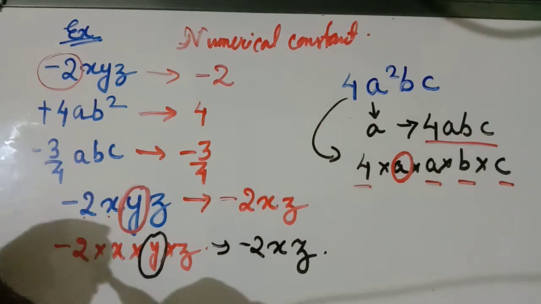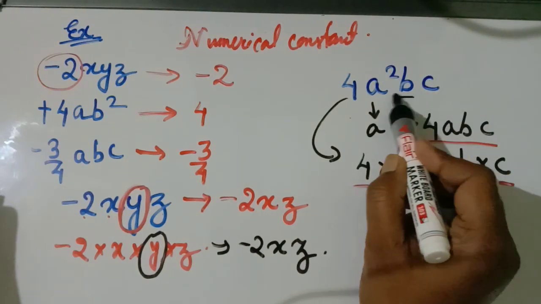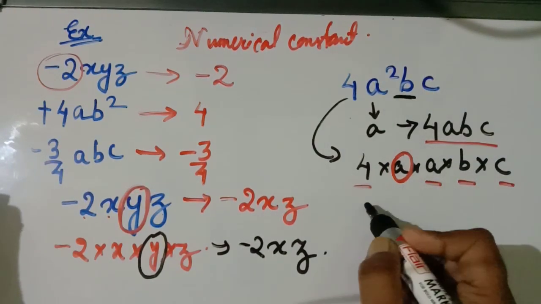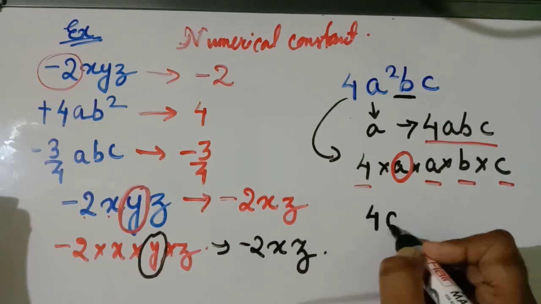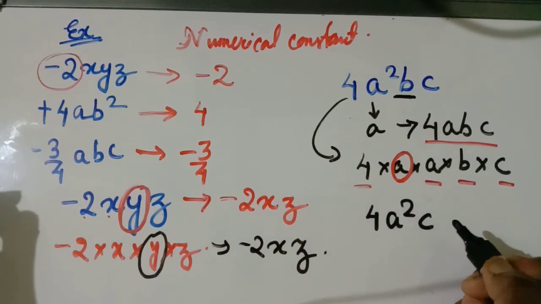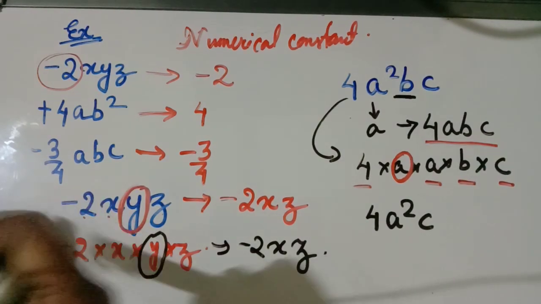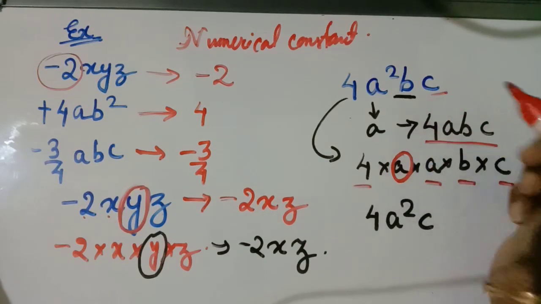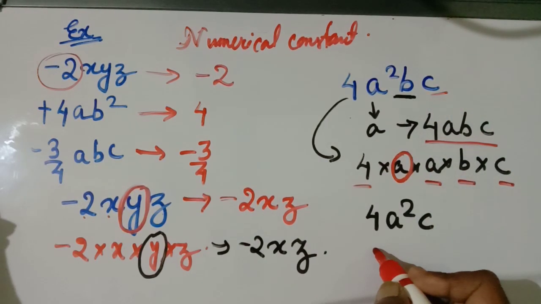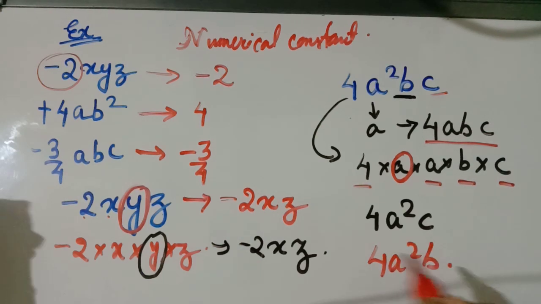Understood? If I ask here, what is the coefficient of b? Your answer should be the coefficient of b equal to 4a square c. If I ask here, what is the coefficient of c? You will tell the coefficient of c is 4a square b. Okay?